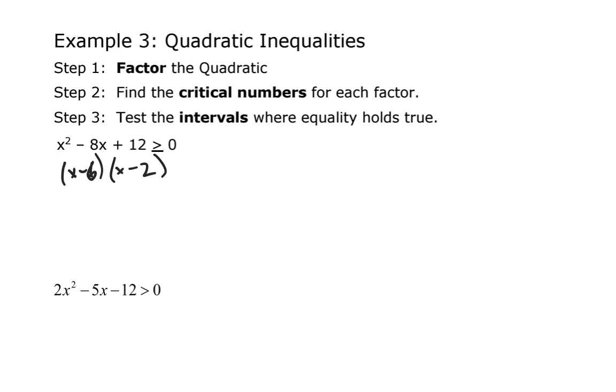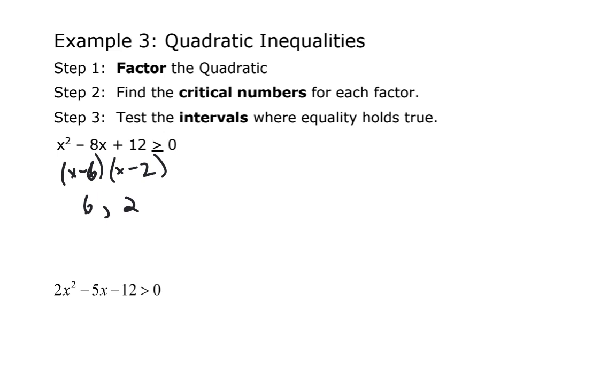So x minus 6 and x minus 2. We don't have to worry about whether they're greater than or equal to 0. We can just treat it as if it was equal to 0. So then our solutions would be positive 6 and positive 2. If it was equal to 0, those are our two answers, we're done.